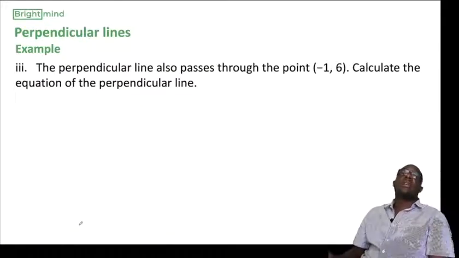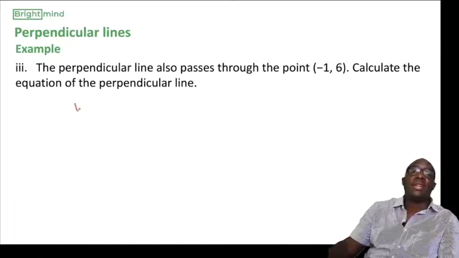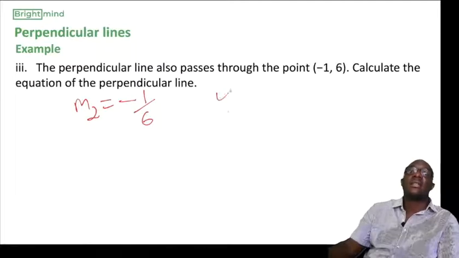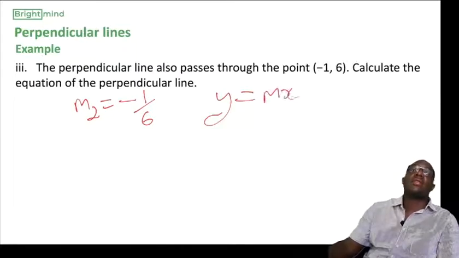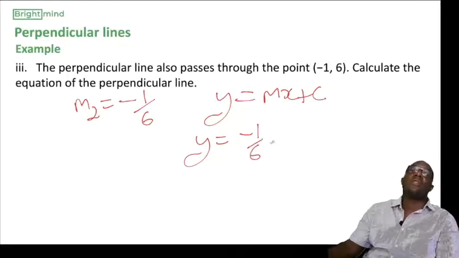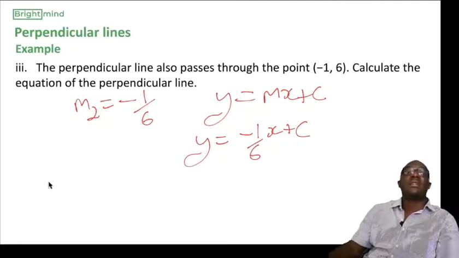Again, the perpendicular line also passes through the point (-1, 6). Calculate the equation of the line. So I know that the perpendicular line has a gradient of -1/6. So remember, the equation of a line is y is equal to mx plus c. Therefore, y is equal to -1/6 x plus c. I know a point is (-1, 6). So when y is equal to 6, x is equal to -1.